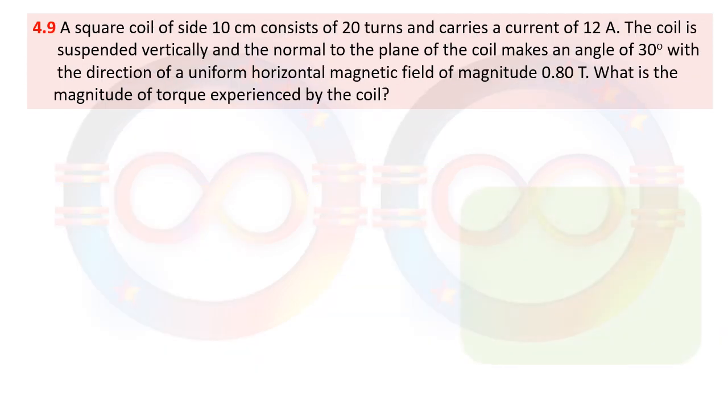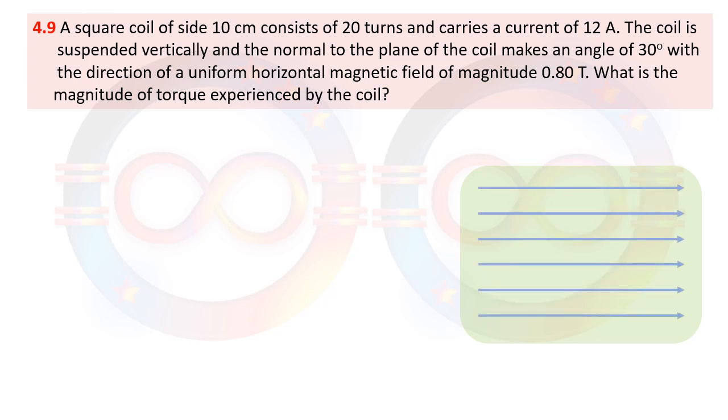There is a square coil of side 10 centimeter, consists of 20 turns and carries a current of 12 ampere. So number of turns we have 20 and the current is 12 ampere. The coil is suspended vertically, and the normal to the plane of the coil makes an angle 30 degree with the direction of uniform horizontal magnetic field of magnitude 0.80 Tesla. What is the magnitude of torque experienced by the coil?